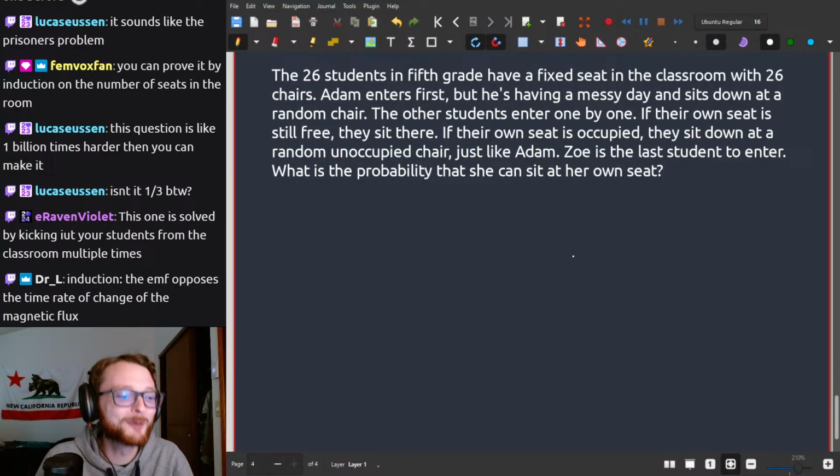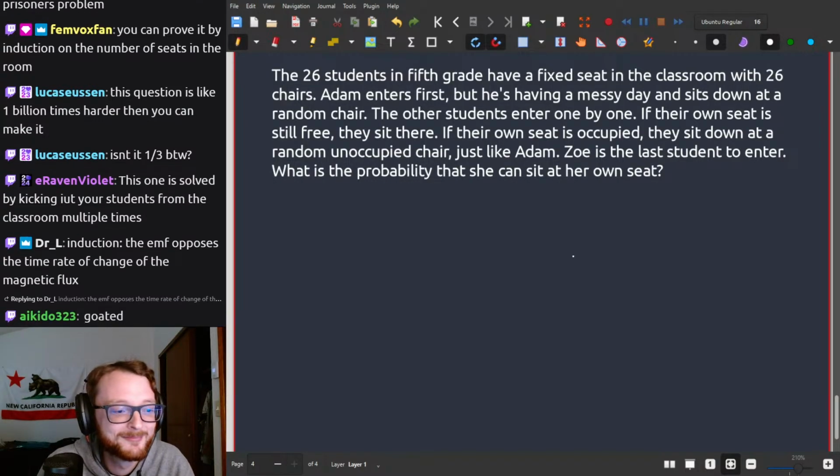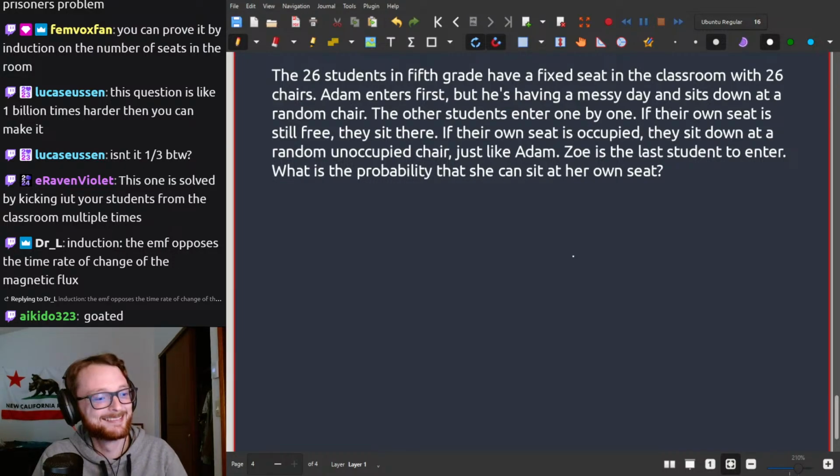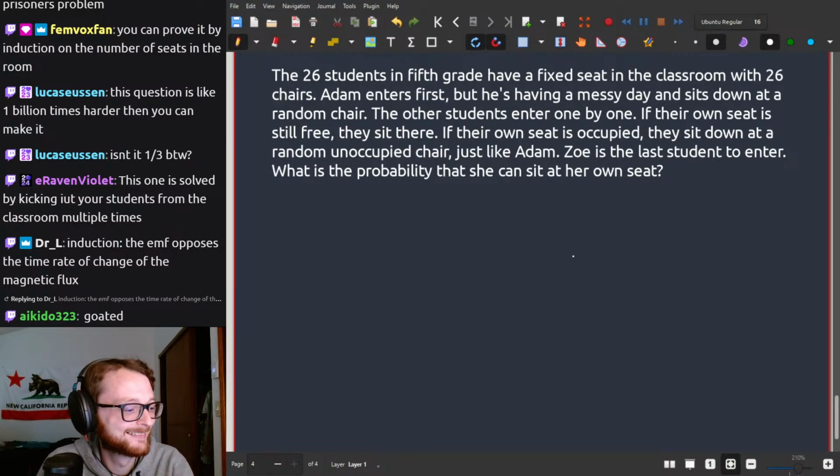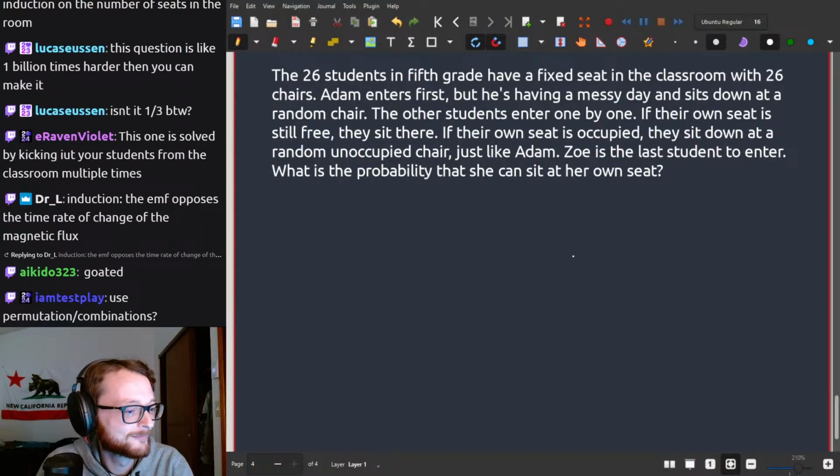The EMF opposes the rate of change of the magnetic flux. That's my preferred definition for induction. Let me turn on my background lights. Permutation combination? Maybe.